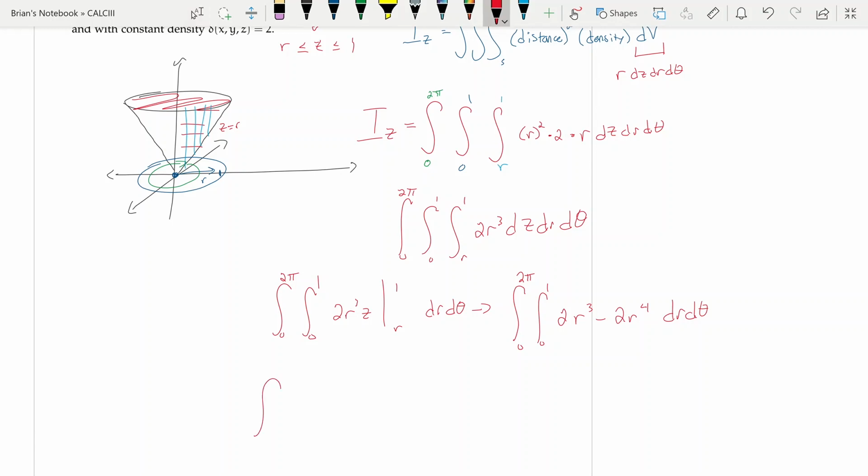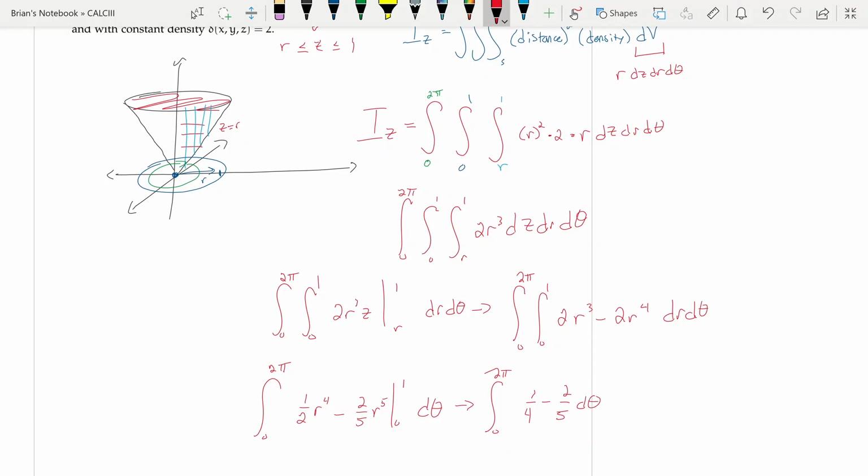So 0 to 2 pi. Think about it for yourselves. What is going to be on the inside here? I've got 1 half r to the fourth, minus 2 over 5 r to the fifth, evaluated from 0 to 1. Ooh, we like that evaluation, d theta. So if we do that, we'll have 0 to 2 pi. We'll basically have 1 fourth minus 2 fifths d theta. Cool.